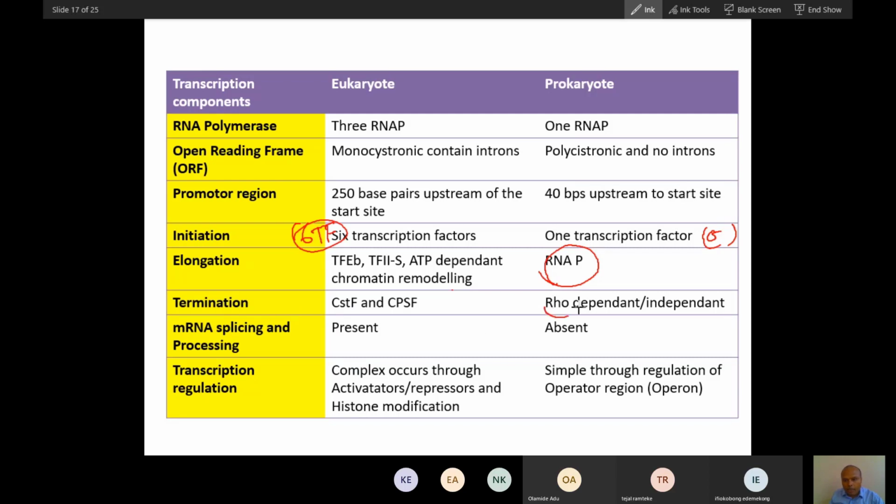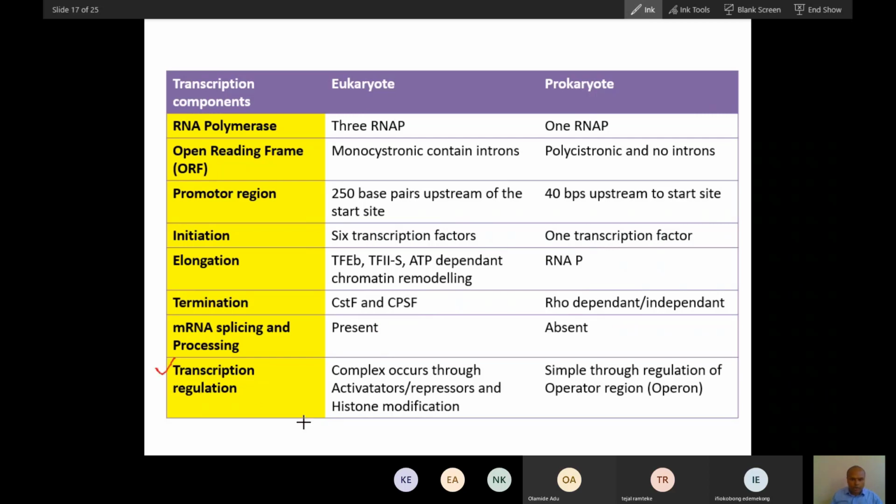Termination will be done either by rho protein, and in some bacteria the termination will be rho independent. You know this. And here the termination will be done by these 2 proteins. We will see about these proteins. And then mRNA splicing is present in eukaryotes. It is absent in prokaryotes. This post-transcriptional processing happens more in eukaryotes, and it is absent in prokaryotes, at least for mRNA.